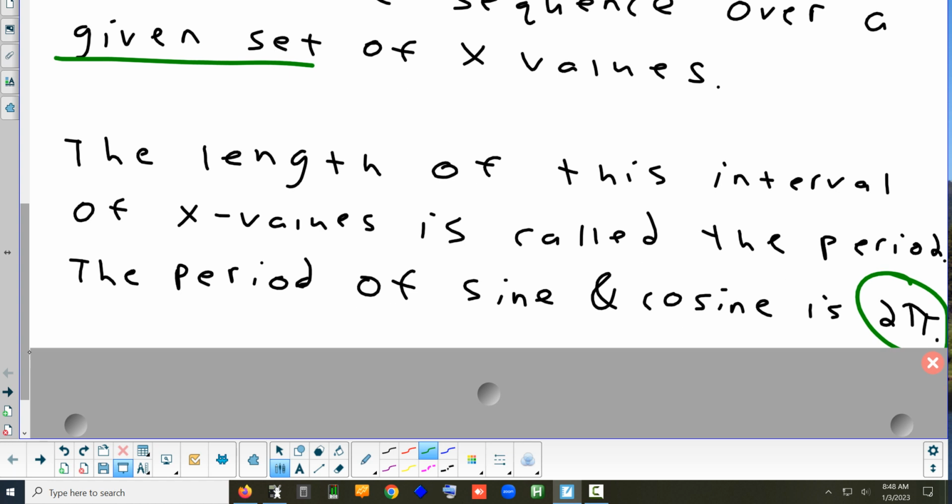And 2 pi is going to be the length of the interval before the graph repeats itself for every problem we do today and every problem we do. I'm trying to think if it will be tomorrow. Well, definitely today.